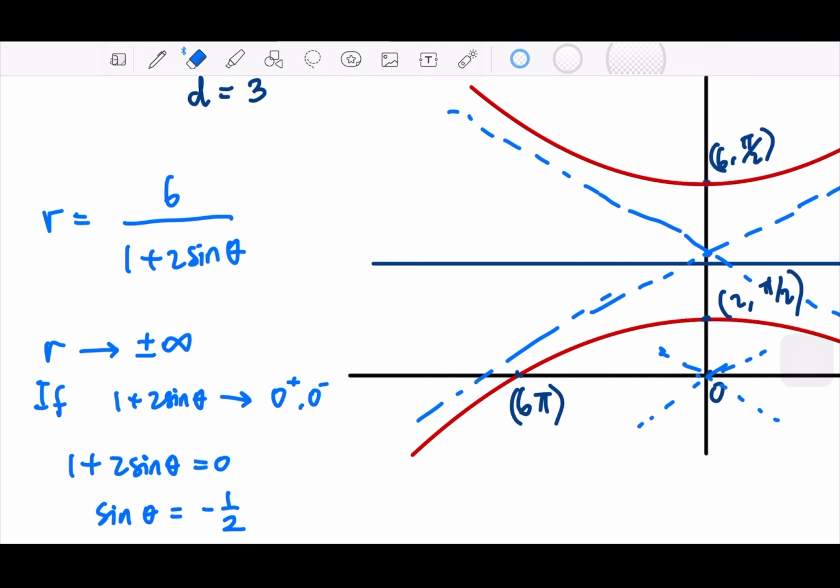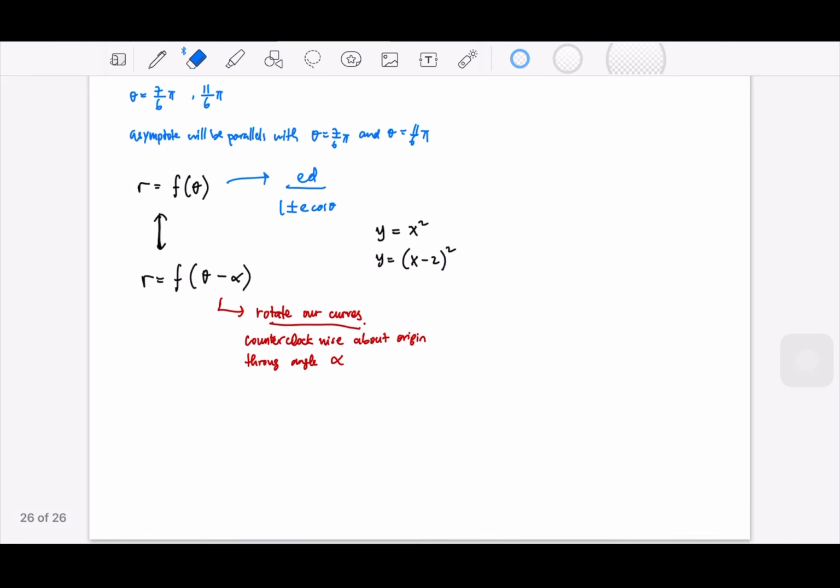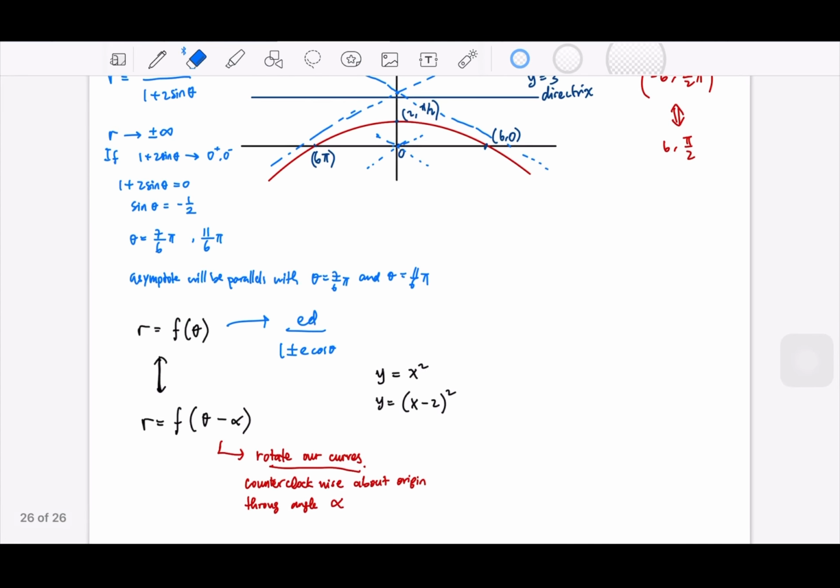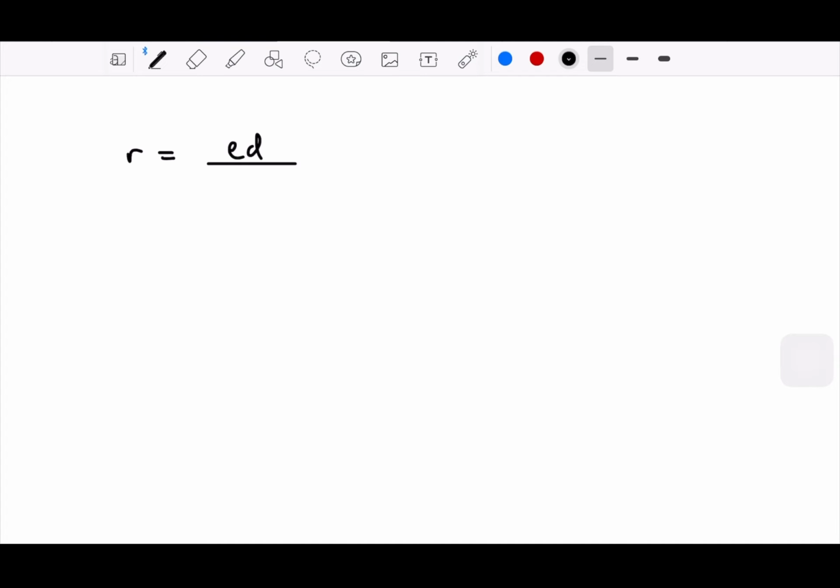And another application. Aside from rotating this polar curve, let me write here: r is, we know, ed over 1 plus e cos theta. In some astronomical calculation or analysis, we can write ed in terms of a and 1 minus e squared.